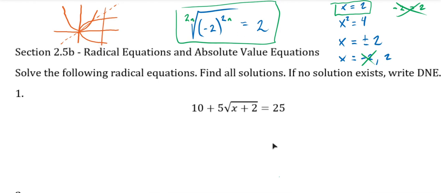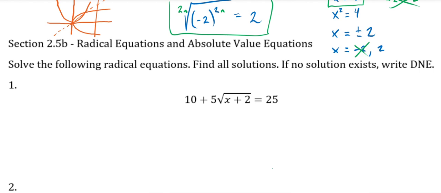So how do we take all this into account? We are going to use the square root property. We are going to use the idea of canceling square roots with squares, but we're going to need to go back and check the answers that we get to make sure that they would have satisfied the original equation. Let's take a look at this first example.